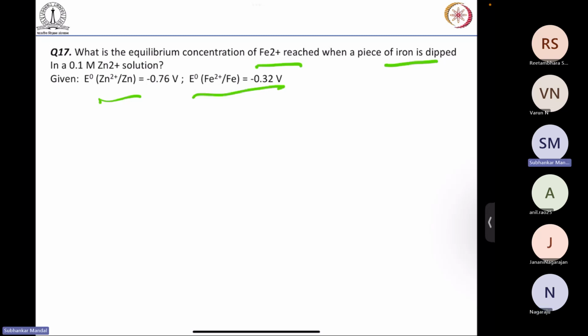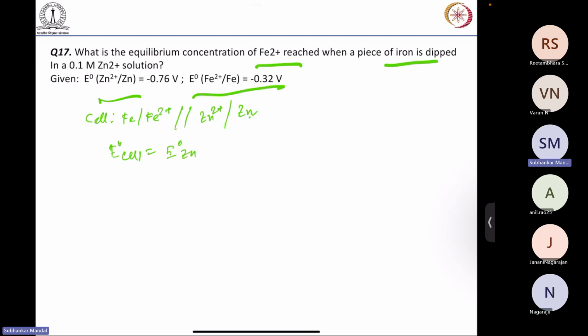Can anyone tell? We can write the cell first, then it will be easy. What is the cell reaction happening? One is Fe going to Fe2+, so that is the oxidation. And what is the other thing? Zinc 2+ going to zinc, that is the reduction. So E standard potential of the cell, what can you write?